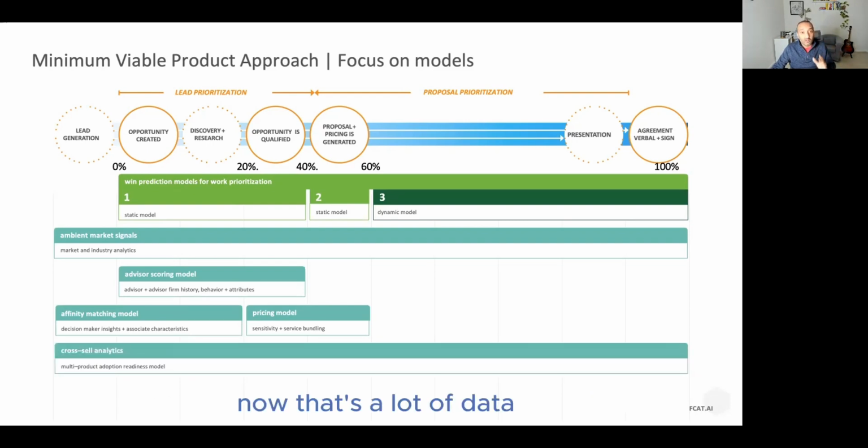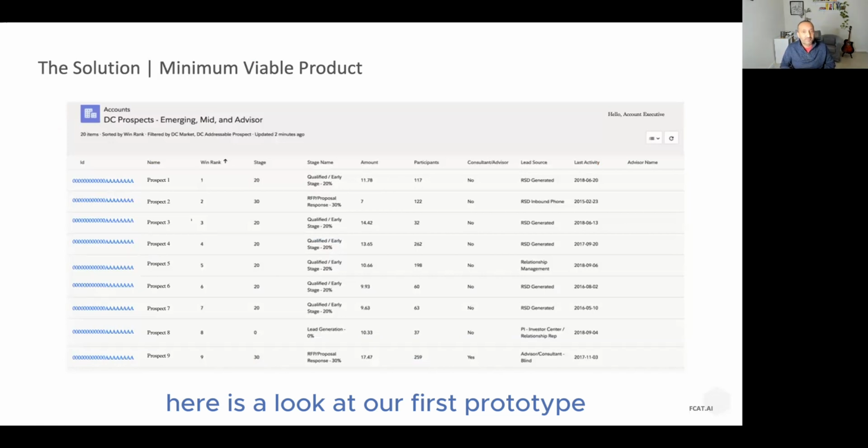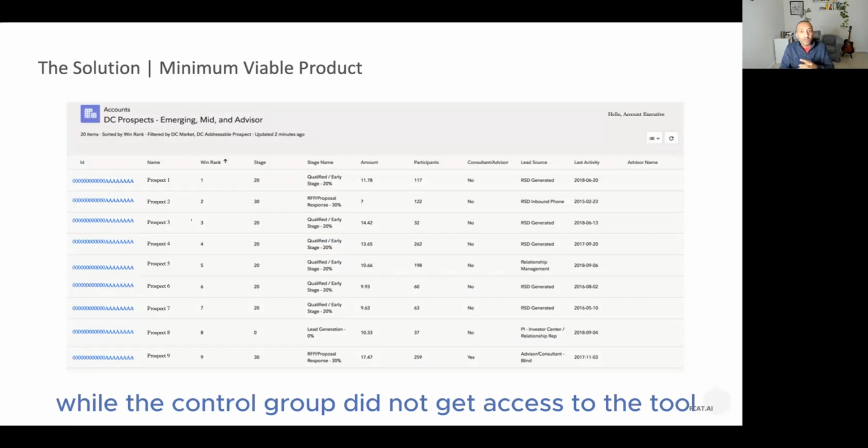Now, that's a lot of data that was included in our training models, and we got it. Since we used a classifier, we improved our models by looking at some well-known metrics, such as accuracy, recall, and precision, which I'm not going to get into today. Finally, we launched the product. Here is a look at our first prototype. We designed an A/B test that deployed to a randomized test group while the control group did not get access to the tool.